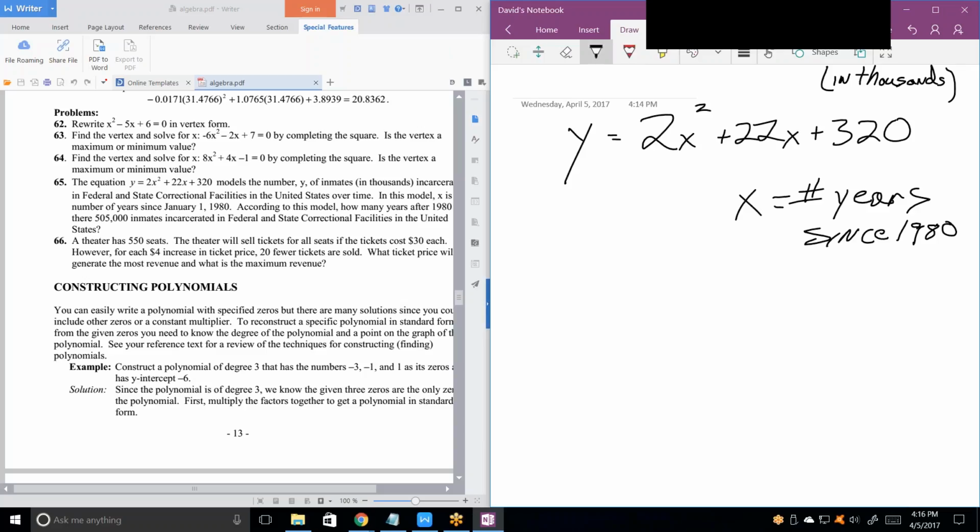In 1981, x would be what? 1. And we would plug it in and we could tell that it's going up, right? Okay, they want to know what is x when y is 505,000, which means I'm going to write it as 505. Nothing like them throwing in little tricks to try to make us make a mistake. In other words, it would have been really tempting to write that as 505,000. But notice the whole problem has to be in thousands.